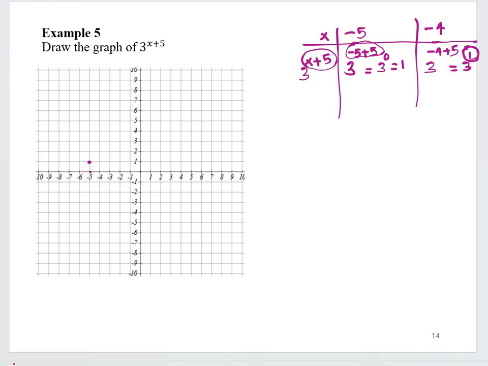When x is equal to negative 4, it will be 3. So it will be somewhere here. So the graph will be like this way. Make sense? That's it.